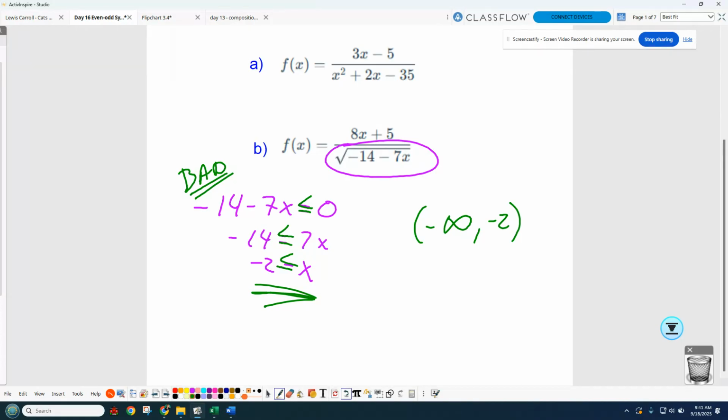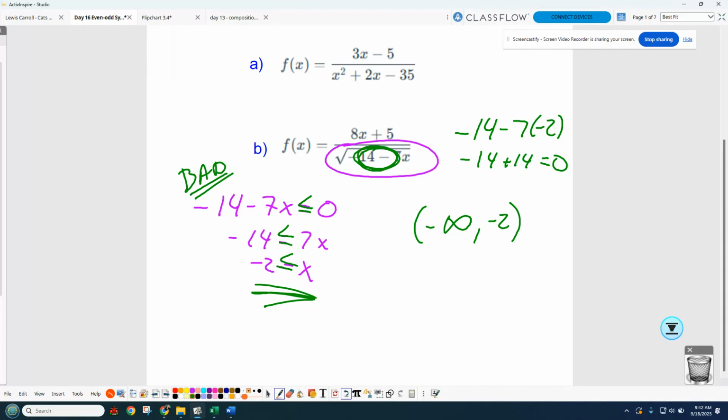Leanne? I was wondering why there isn't a hard bracket around -2. Okay, when I plug in -2, -14 minus 7 times -2, what does that equal? 0. Am I allowed to have a 0 down there and do something divided by 0? No. So that's why if it equals -2, I get to divide by 0. I'm not allowed to divide by 0, so that's just going to be a round bracket. Can't plug in the -2.